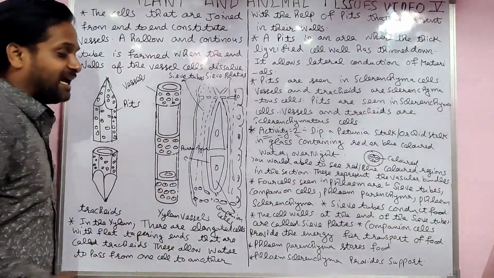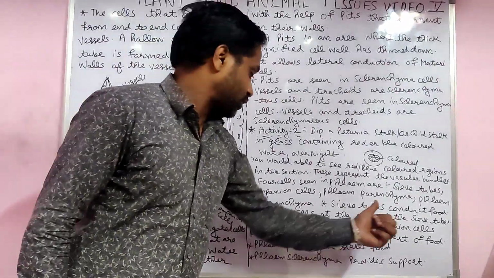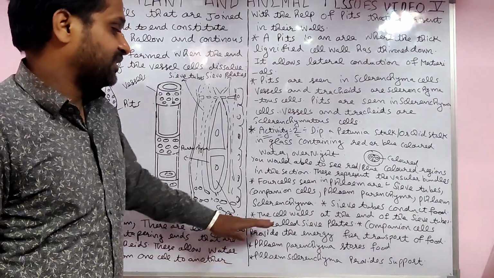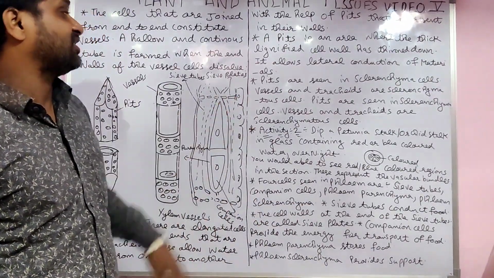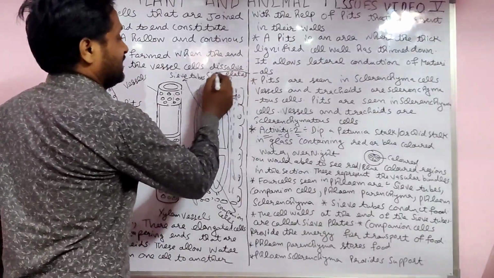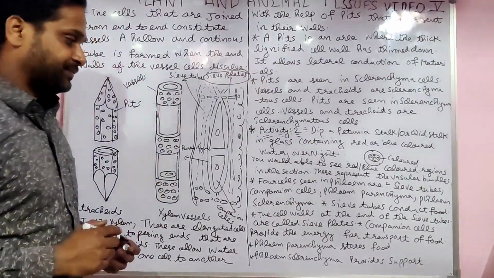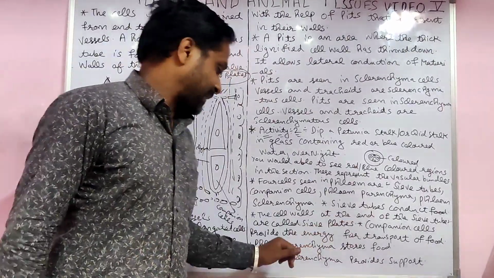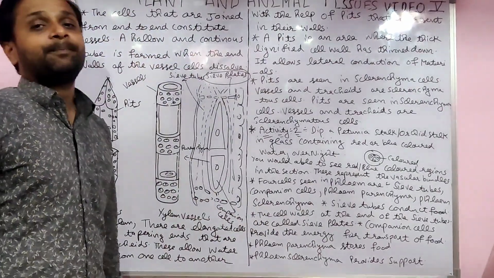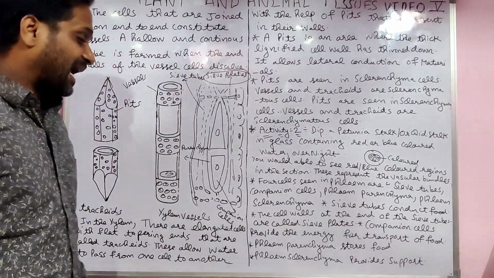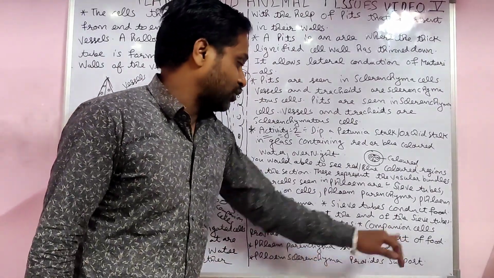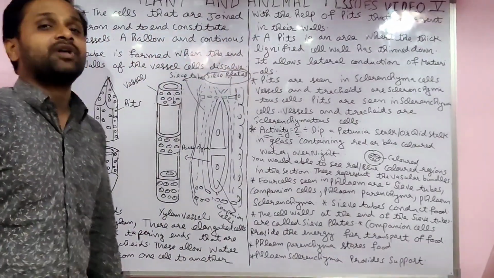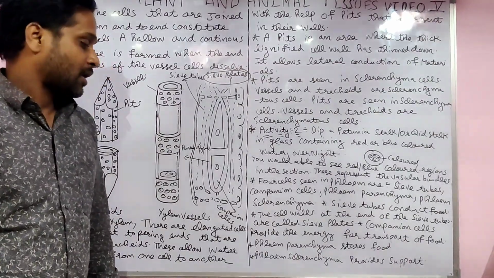And at the end, the sieve tube conducts the food, and the cell wall at the end of the sieve tube is called the sieve plate. And the companion cell provides energy, students. The companion cell provides energy for transportation of food from one part to another, called translocation.